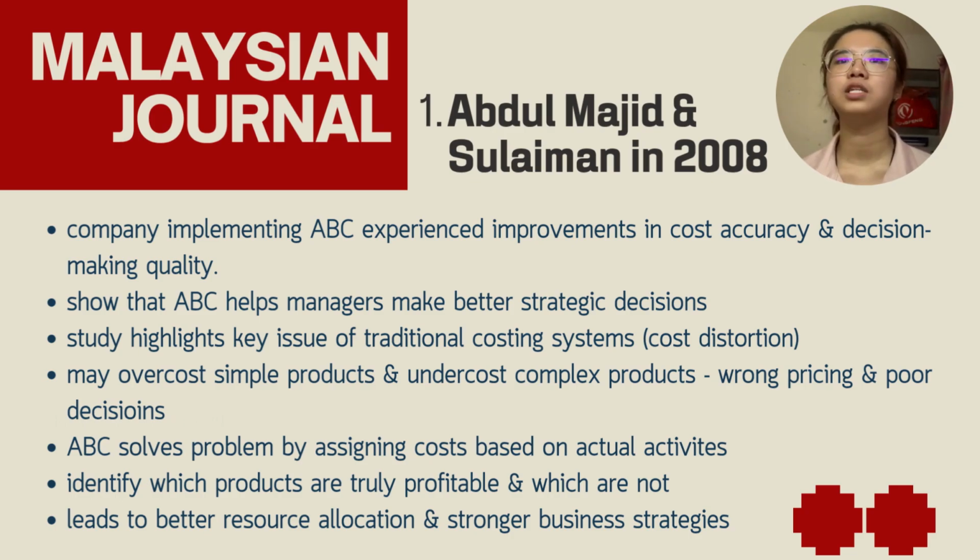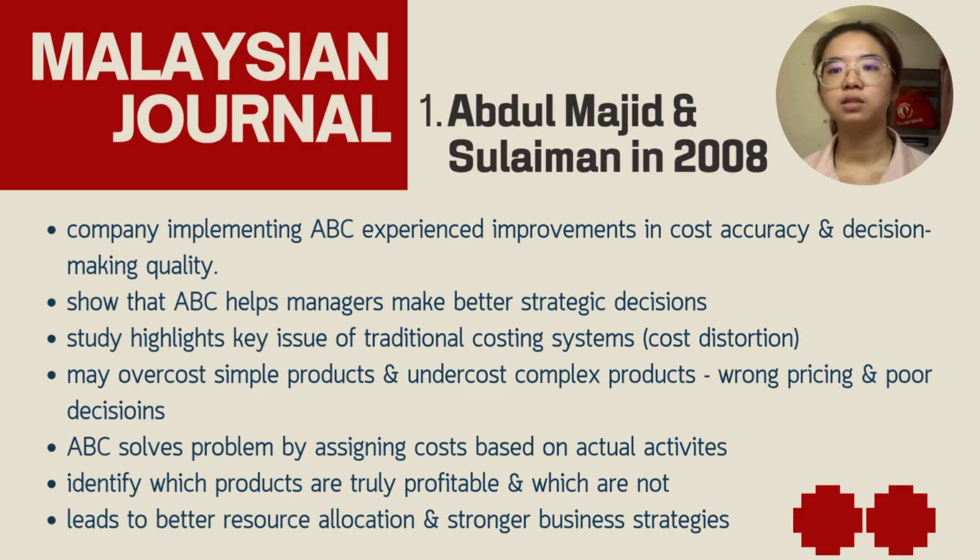A study by Abdul Majid and Sulaiman in 2008 found that companies implementing ABC experienced improvement in cost accuracy and decision-making quality. The study showed that ABC helps managers make better strategic decisions, especially in a competitive business environment. This study also highlighted a key issue with traditional costing, which is cost distortions. Traditional systems overcost simple products and undercost complex products, leading to wrong prices and poor decisions.